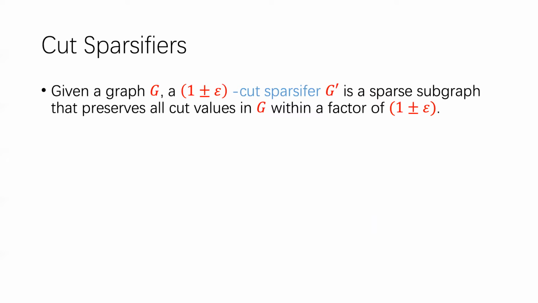So let's start with what is a cut sparsifier. Given a graph G, a 1 plus or minus epsilon cut sparsifier G prime is a sparse subgraph that preserves all cut values in G within a factor of 1 plus or minus epsilon.